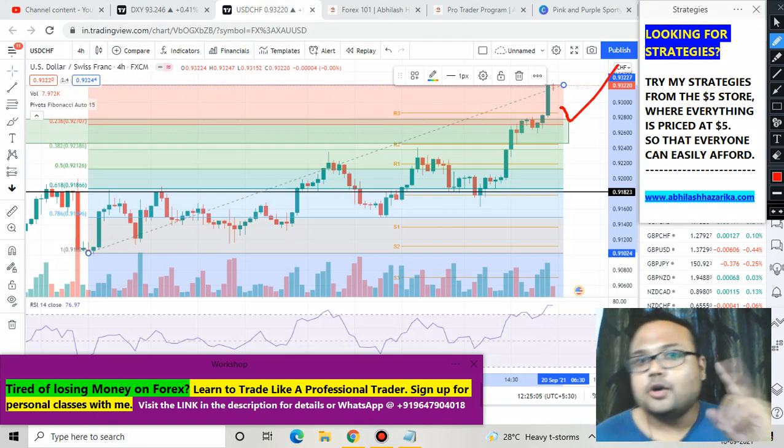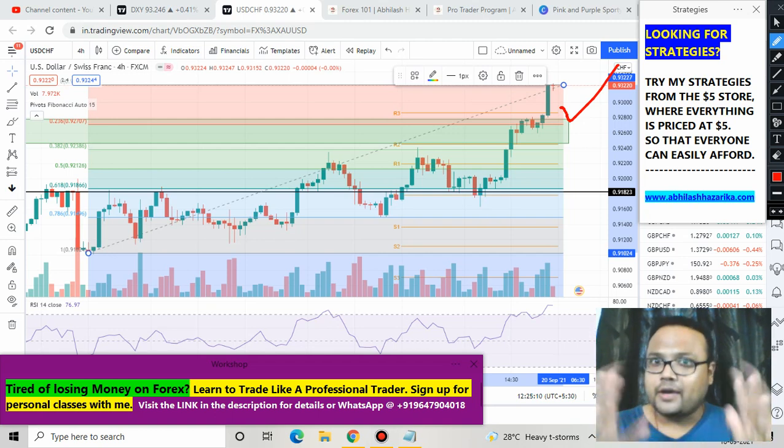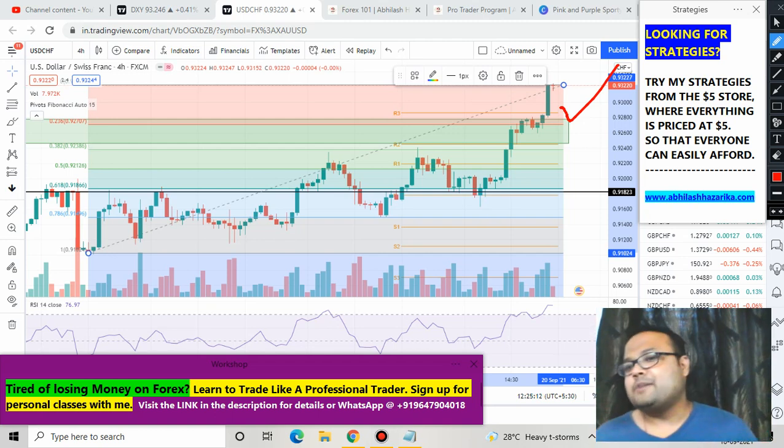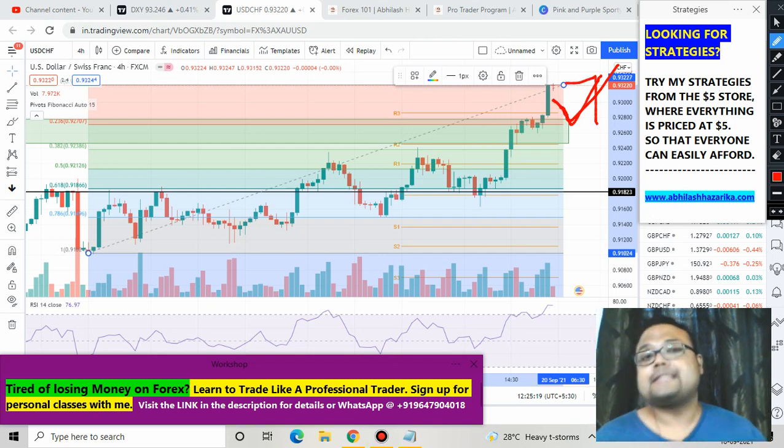Just keep in mind, do not short the market until and unless you see heavy selling pressure. Until you see heavy selling pressure on the market, do not short the market, and only wait for the market to retrace and go up. Then only click on the buy button. That's it, and this is your only trading strategy for Monday.